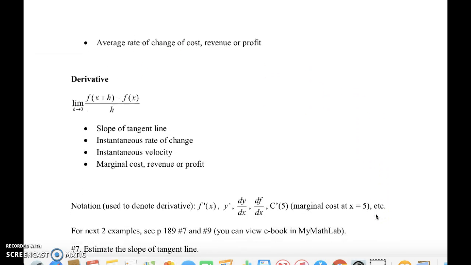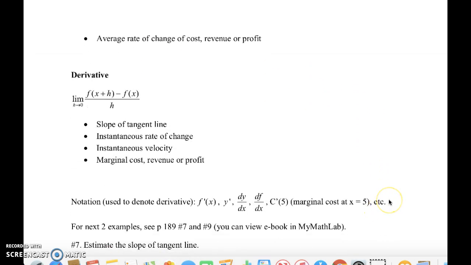When we go ahead and actually talk about derivative, that's where we use the idea of the limit as h approaches 0 of our f of x plus h minus f of x divided by h. This is our slope of our tangent line. This is our instantaneous rate of change. This is our instantaneous velocity, so our velocity at one particular point in time. And this also represents, in the business world, our marginal cost, our marginal revenue, or our marginal profit.